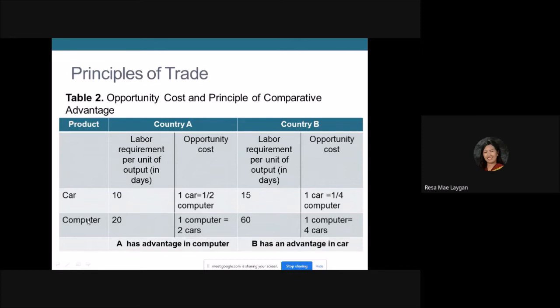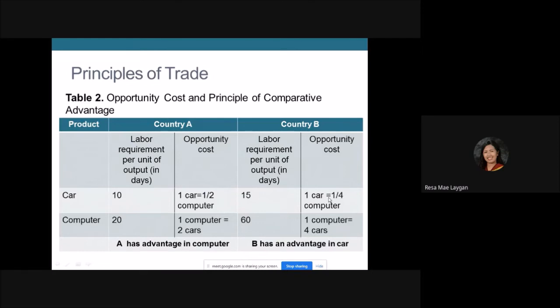No? The example shows, no, that for country A to produce one car, it needs 10 days and therefore has to give up 1/2 computer. For country B naman, in order to produce one car, the opportunity cost there is 1/4 of the computer. So, masasabi natin dito na si country B, mas advantage siya sa car. Kasi 1/4 lang yung opportunity cost niya. Compare dito kang country A, 1/2. So, mas malaki yung magiging opportunity cost, di ba? Sa country A kaysa kang B. So, mas advantage ni B. So, take note, the lower the opportunity cost, no? Mas advantage under this principle.